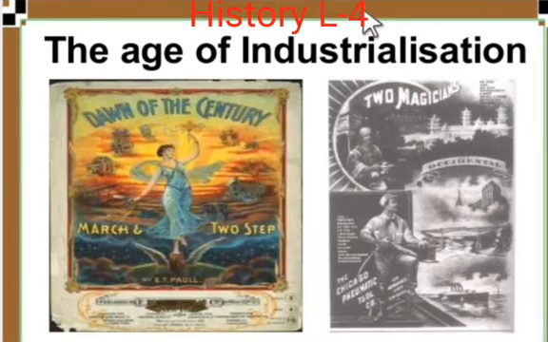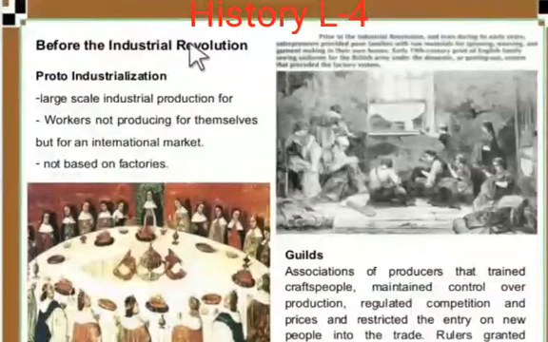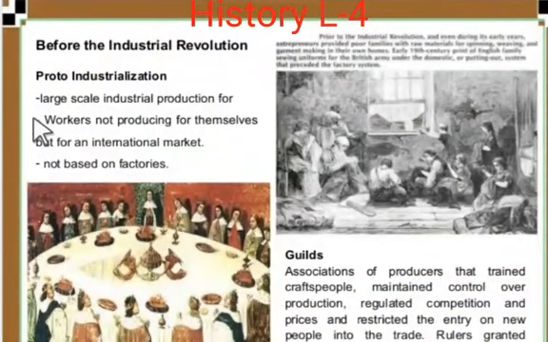You know that even when the factories were not there in England and Europe, there was a large scale industrial production and international market, right? And the workers were not producing themselves, but there was an international market and that was not based on factories, right? And after that, what happened?